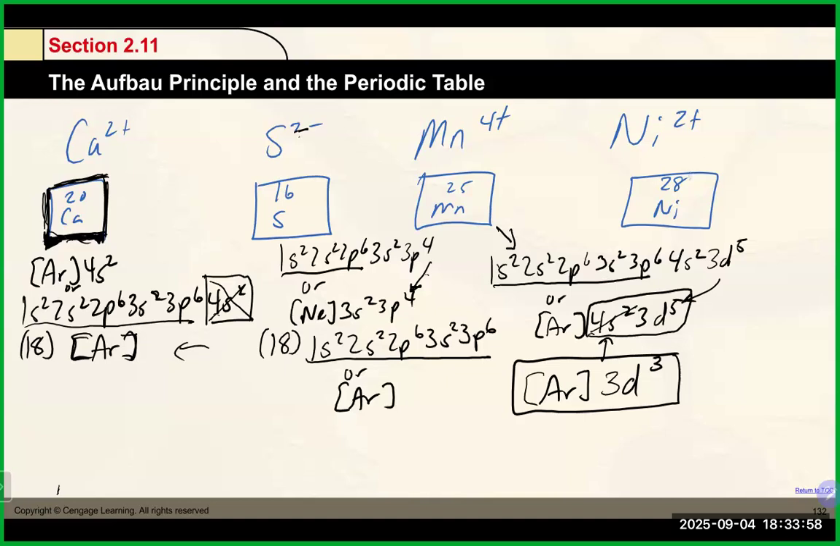Okay, looking at nickel, which is 28, and nickel with no charge: 1s2, 2s2, 2p6, 3s2, 3p6, 4s2, and 3d8. Again, that's argon in front of it. So I'll write it up on top here: argon 4s2, 3d8 in this case. This here would technically be the valence electrons for nickel.